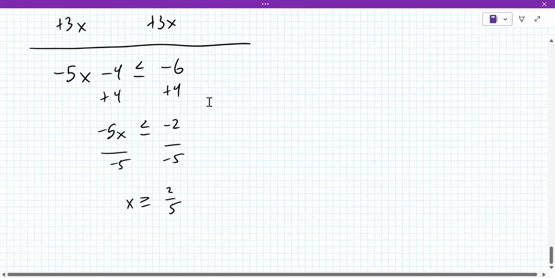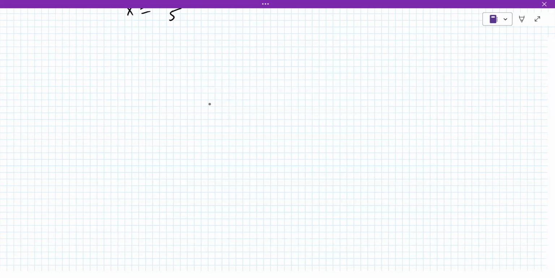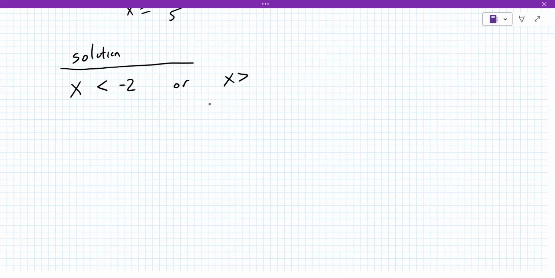So let me lead you to the problem you might see. So here's one you might see. And this is the solution to the problem, and we'll get back to how to actually do it. But you might see something like this where x is less than -2 or x is greater than 3/2. So these are called compound inequalities. Does that at all sound familiar to you? Yeah. Okay.